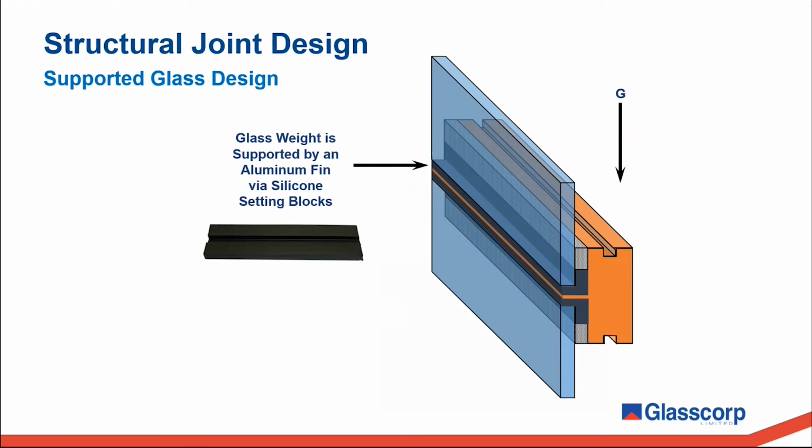Another important term you should be familiar with is that of a supported glass design. Now, what do I mean by supported design? In standard structural silicone joint designs, the weight of the glass is supported by an aluminium fin. The glass rests on silicone setting blocks, which are applied before the panel is completely structurally glazed. We strongly recommend using silicone setting blocks, which we supply, as we know that these are fully compatible with Dow structural glazing silicones.